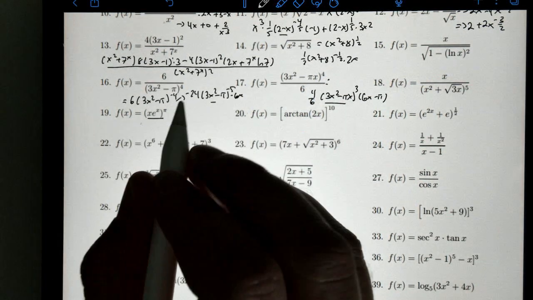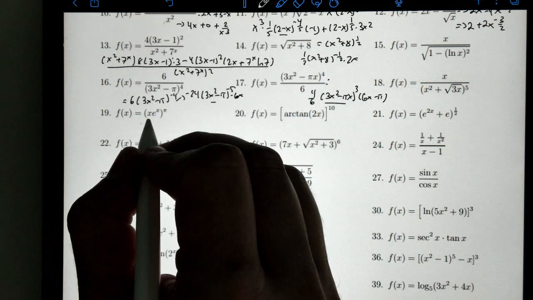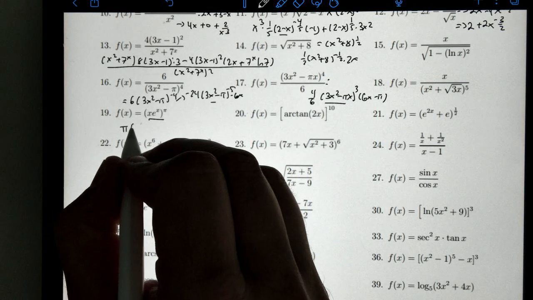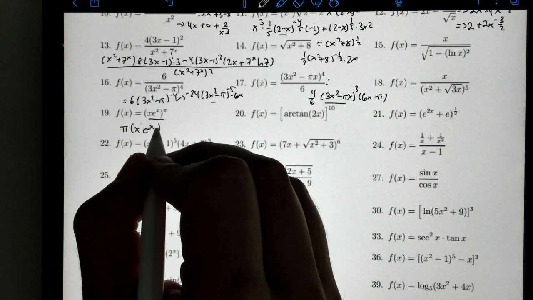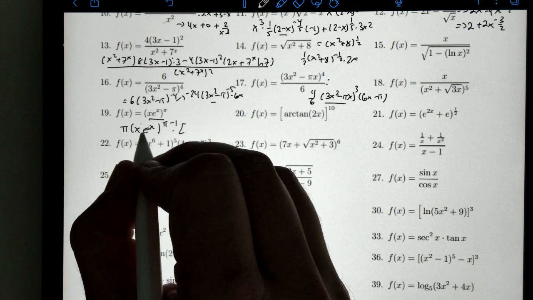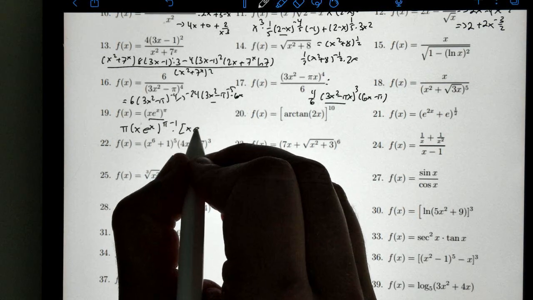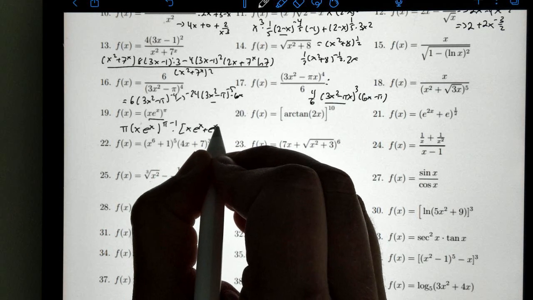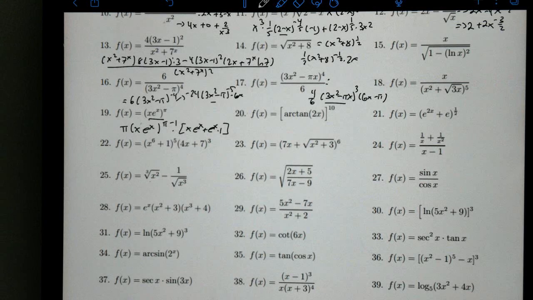We do have a chain rule on the inside, so when we take the derivative, we're going to get pi x e to the x to the pi minus 1. Derivative of the inside, it's a product rule here. First times the derivative of the second, plus the second times the derivative of the first, which is just 1. There's your derivative. That's not too bad.